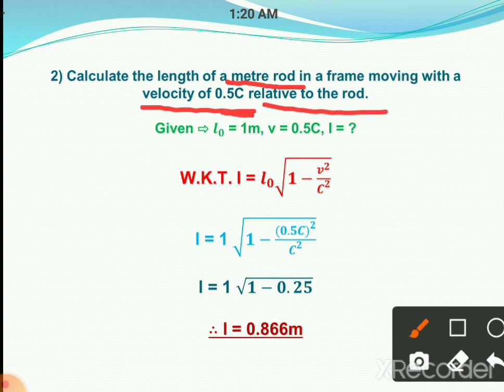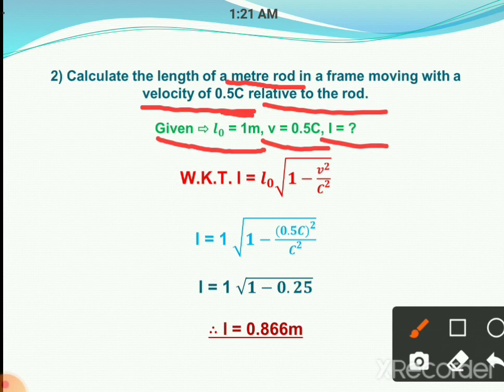So, we have to find out the length of the meter rod. First, write the given data. What are the given data? Given L0 is 1 meter, and V, the velocity, is 0.5 times the velocity of light. We have to calculate the length of the rod. I already told you what small letter L is.